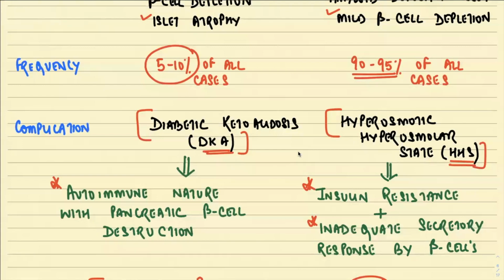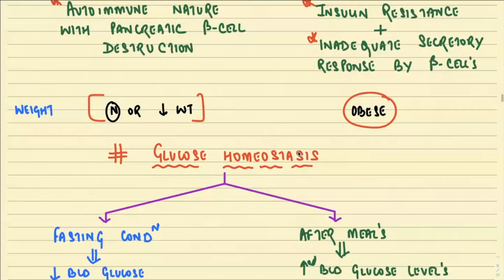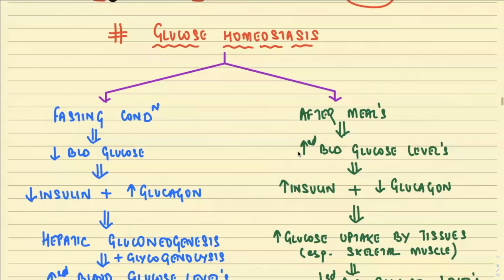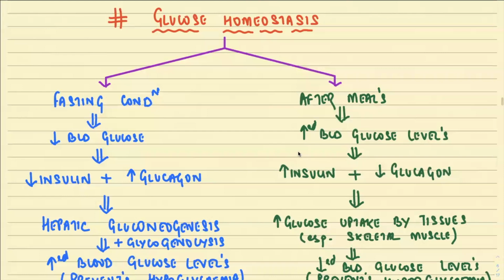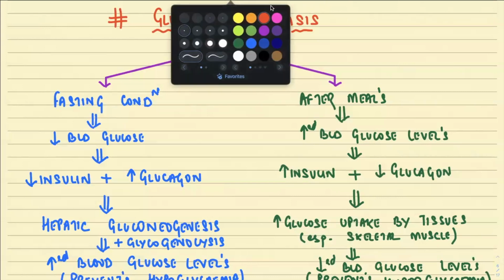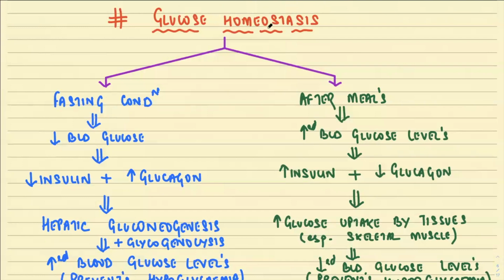You can elaborate your answer from this particular chart. Now, before we go into the pathogenesis of diabetes mellitus, we are first going to brush up our basic knowledge of glucose homeostasis. Because without knowledge of glucose homeostasis and how insulin secretion is regulated in our body, you will not be able to understand the pathogenesis of diabetes mellitus. These are all basic concepts that you have read about in the first year.